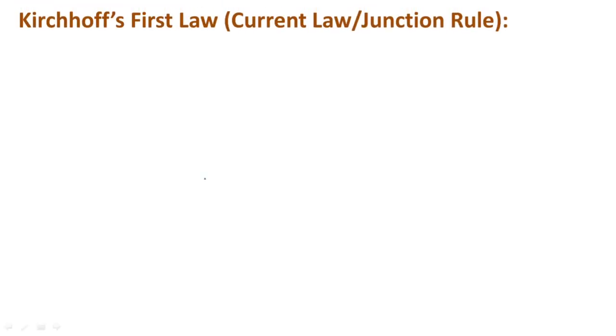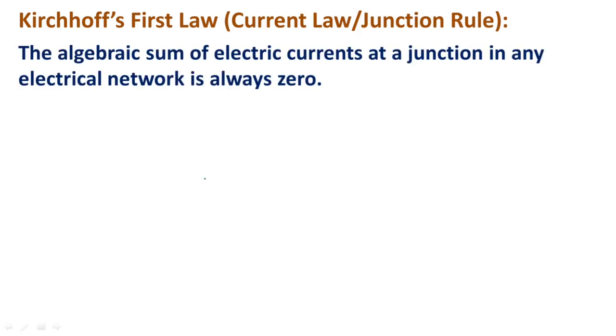Let us see Kirchhoff's first law, also known as the current law or junction rule. The statement of the law is: the algebraic sum of electric currents at a junction in any electrical network is always zero. The algebraic sum of electric currents at a junction where three or more conductors are joined in any electrical network is always zero. Mathematically, we can write summation of I is equal to 0.